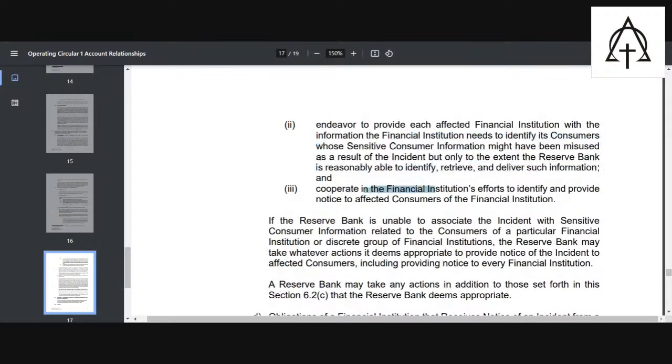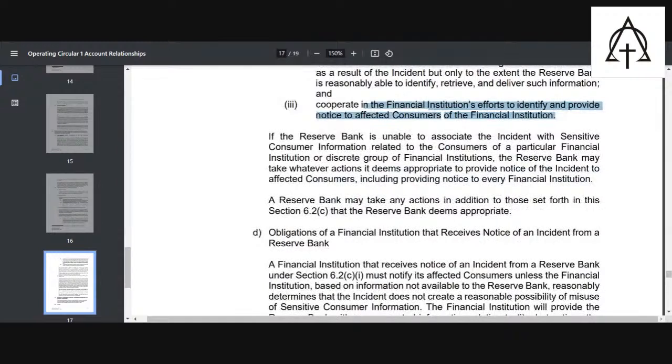And cooperate in the financial institution's efforts to identify and provide notice to affected consumers of the financial institution. If the Reserve Bank is unable to associate the incident with sensitive consumer information related to the consumers of a particular financial institution or discrete group of financial institutions, the Reserve Bank may take whatever actions it deems appropriate to provide notice of the incident to affected consumers, including providing notice to every financial institution.